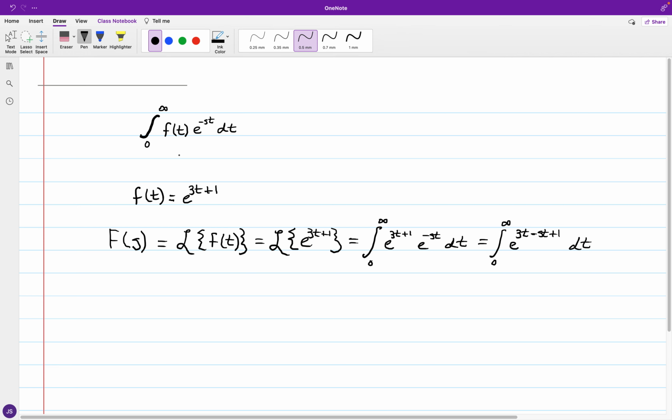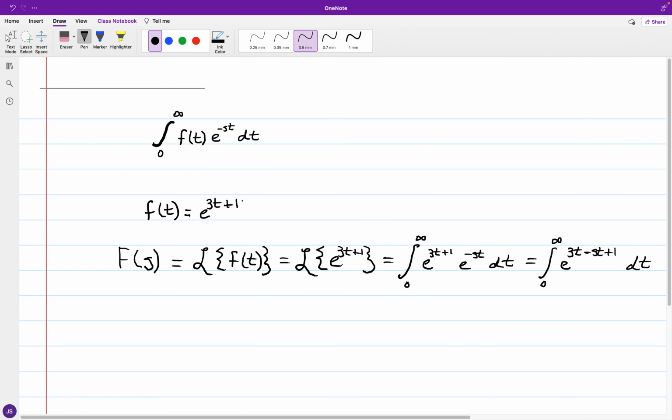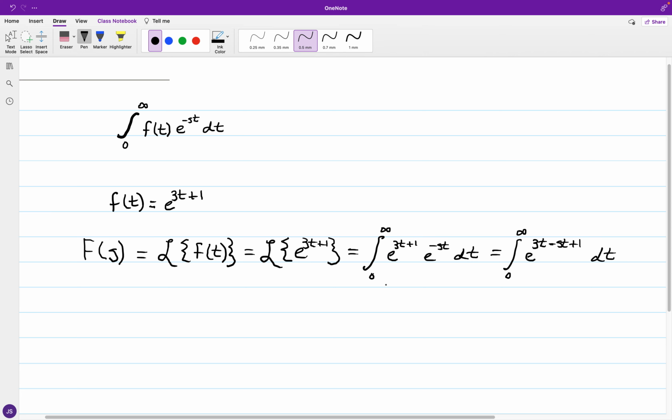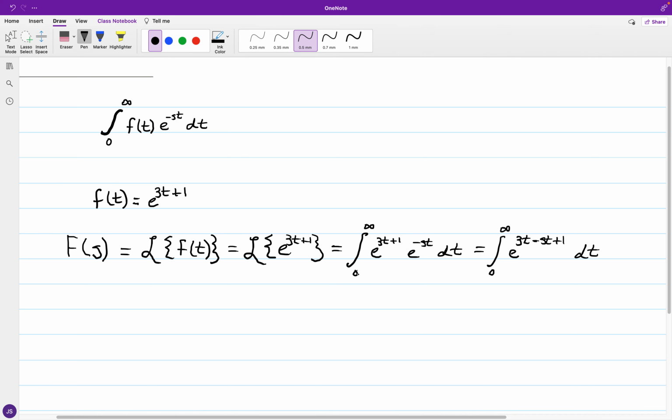dt. And let's say that our function is e raised to the 3t plus 1. For our Laplace transform, we have F of s equal to the Laplace transform of f of t, where f of t is e raised to the 3t plus 1 power. And if we substitute in the improper integral, we have e to the 3t plus 1 times e to the negative st dt.